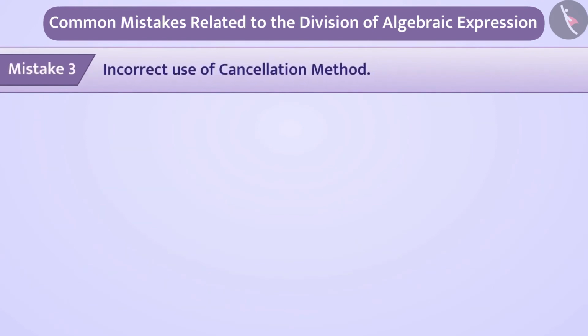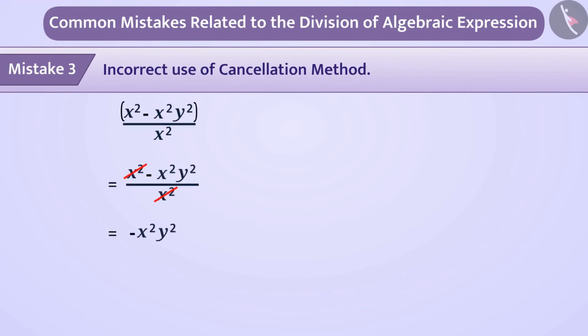Mistake 3. Incorrect use of cancellation method. Amir asked Samir to find the result of x square minus x square y square divided by x square. Samir solved it like this. Can you tell me if he got the right answer? Think.